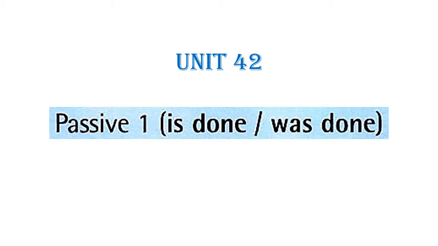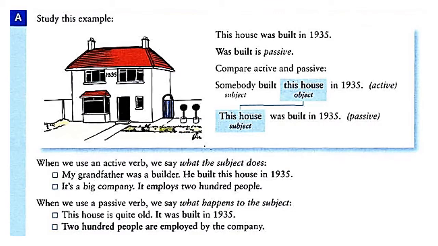Today we have Unit 42. Unit 42 deals with passive voice. You change the active voice into passive voice, so the actor or the doer becomes unimportant and unknown. Study this example. This house was built in 1935. Was built is passive. Compare active and passive.